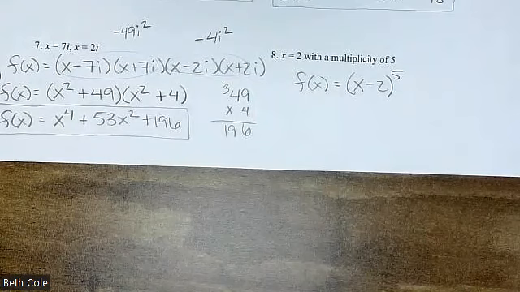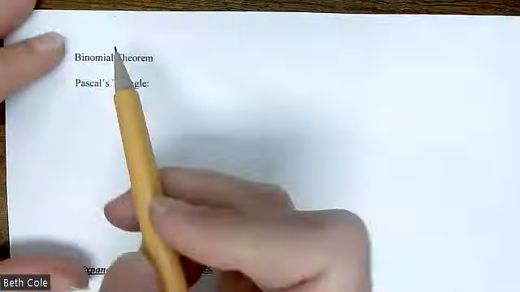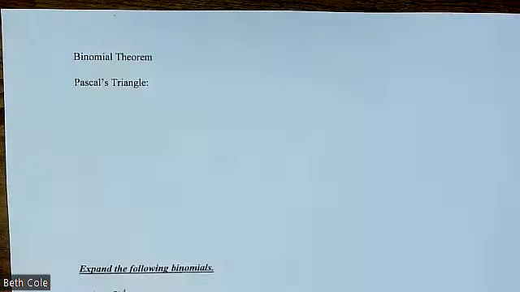That would be x minus 2 times x minus 2 times x minus 2 times x minus 2 times x minus 2. Do you get what I'm saying? Oh, so we're going to have a different method for how we get through that. Okay, so go ahead and flip over. The way you get through that is called the binomial theorem.